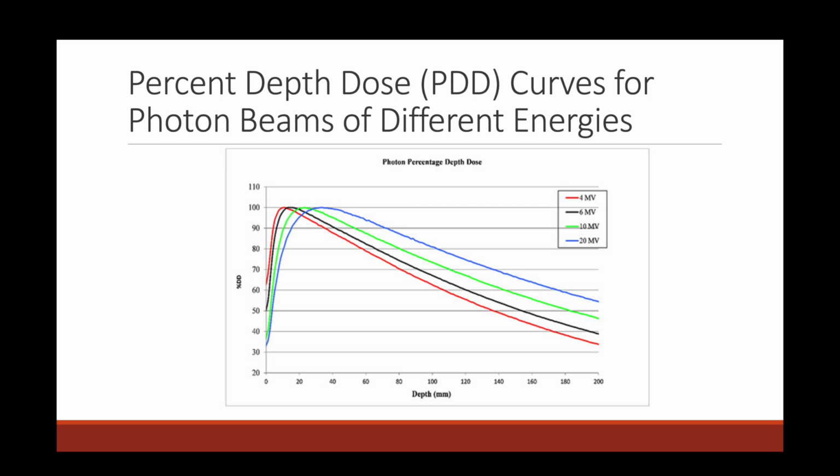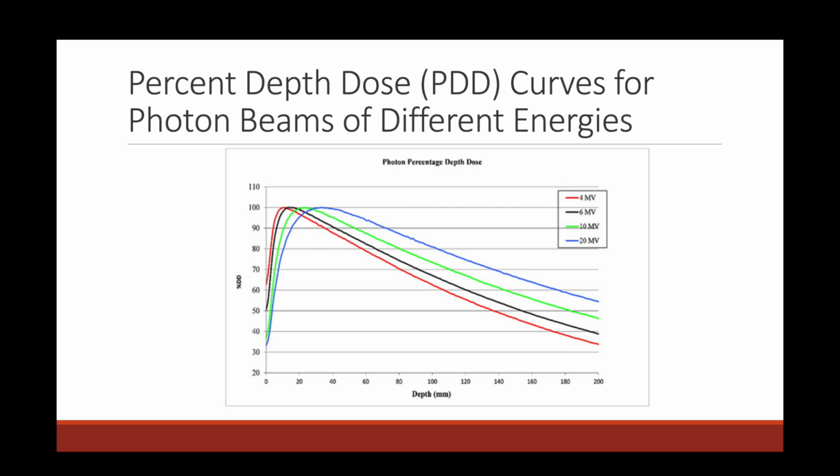The other important point to keep in mind is the depth of Dmax. The depth of 100% dose for each of these curves is different depending on the energy. And the depth at which we reach that 100% dose is the deepest for the higher energy curve. So the depth of Dmax for 4 MV is going to be shallower than the depth of Dmax for 20 MV. And these are really, really important things to understand.